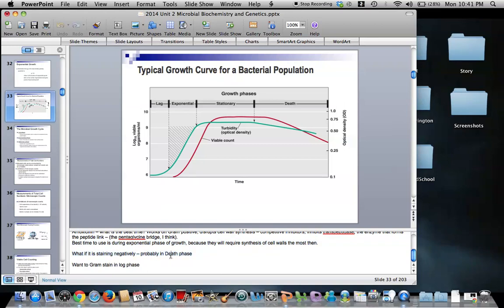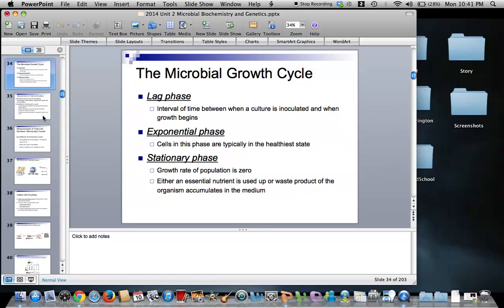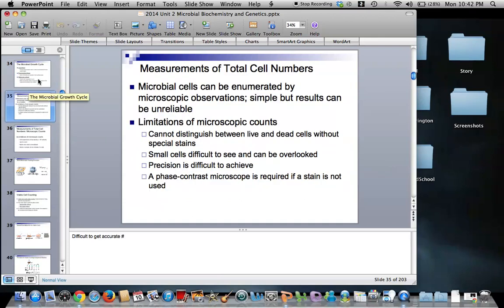If something is staining negatively that should be staining positively, it's probably in the death stage. So you want to gram stain in the log phase if you want an accurate gram stain. Alright, the microbial growth cycle. Lag phase, just talked about that. That's when it first begins. Exponential, this is the healthiest representation of these bacteria. Stationary phase, their population growth is 0, and usually an essential nutrient is gone or waste product has accumulated to stop growth or stop division.